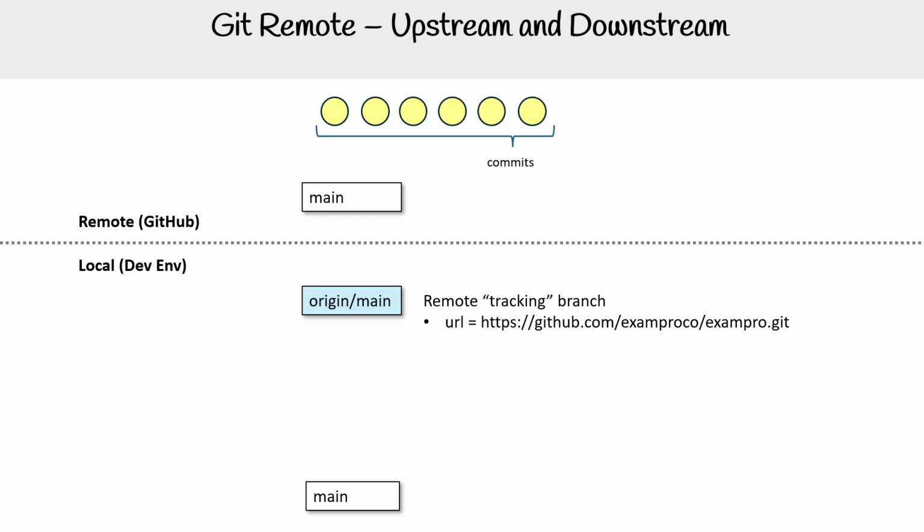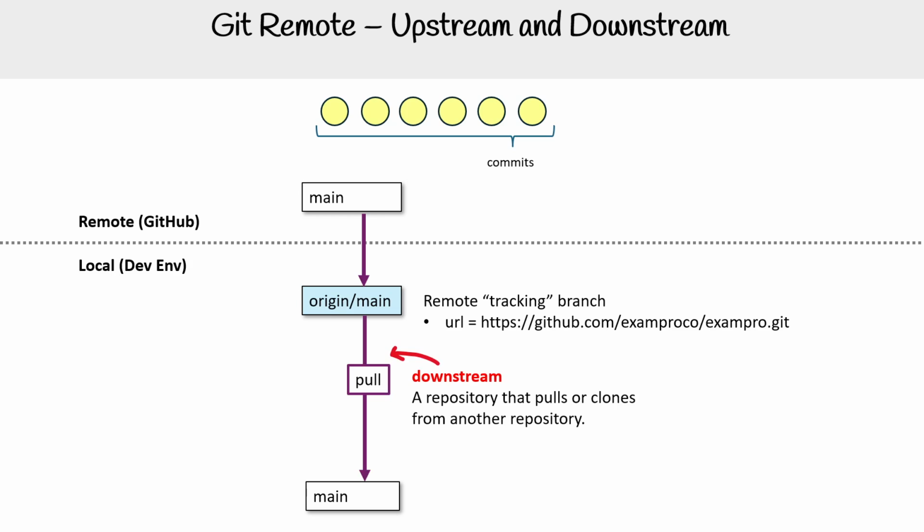So when we go ahead and we perform a pull from our local developer environment, we call this downstream. We're pulling downstream. So a repo that pulls or clones from another repo. And just understand this is relative to the direction or the perspective of who's pulling. So if the remote was pulling, it would be downstream. Anytime you're pulling, it's always downstream.